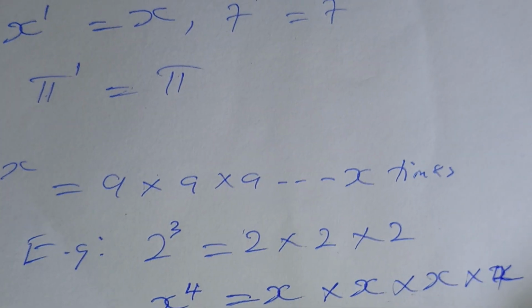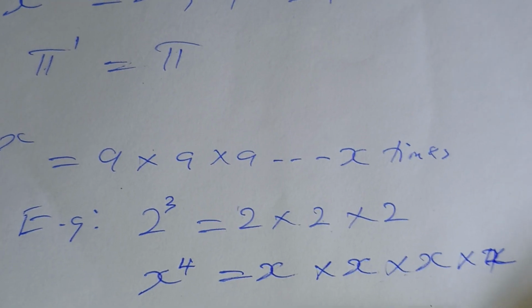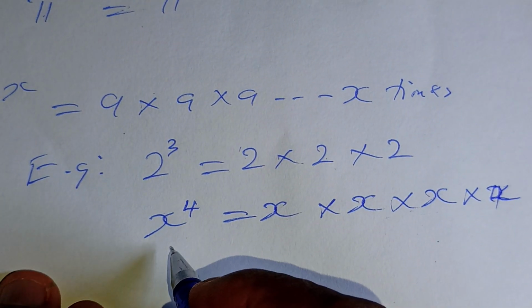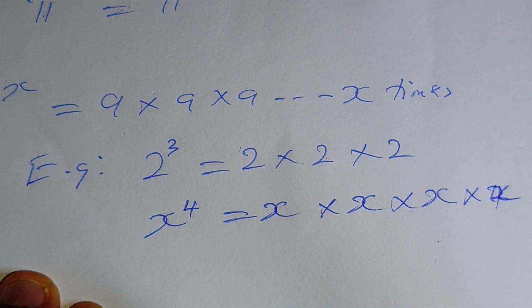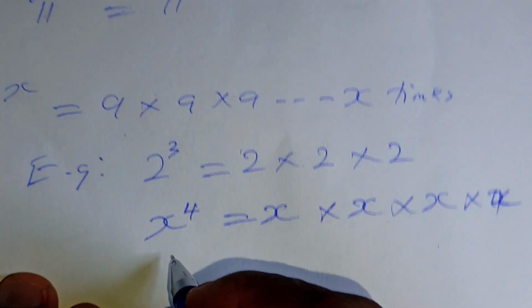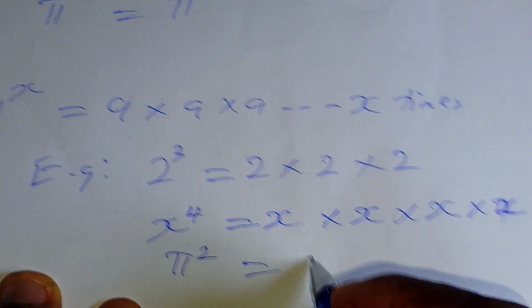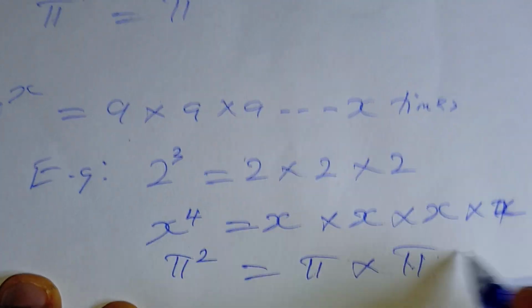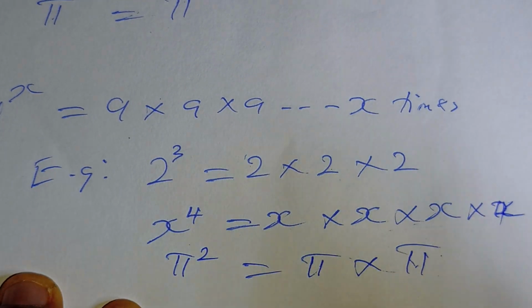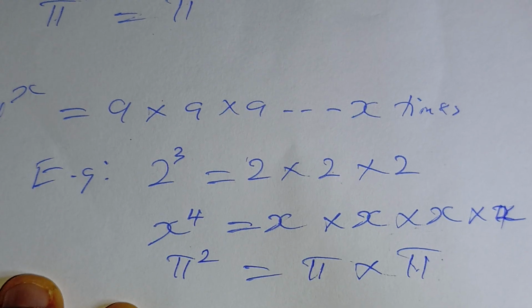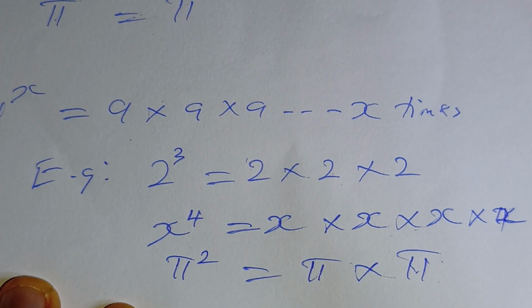So a base that is raised to a power will be that base multiplying itself, to the times of the power it is raised. One more example here. Let's say the mathematical symbol we've been using, pi raised to power 2. It means it's pi times pi. Pi multiplying itself 2 times. So these are the basic laws of indices, the first 3 laws of indices.